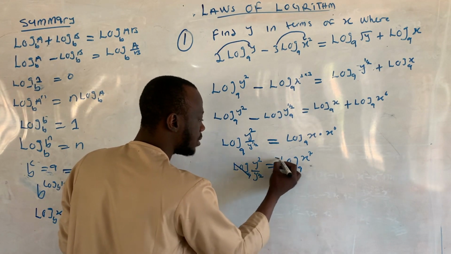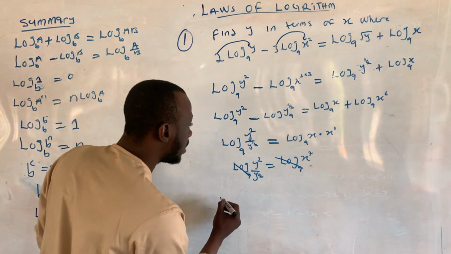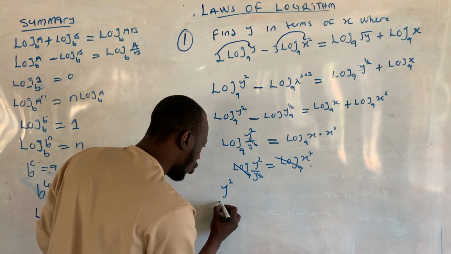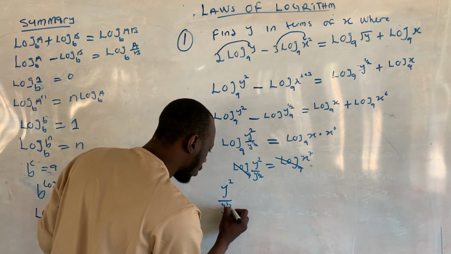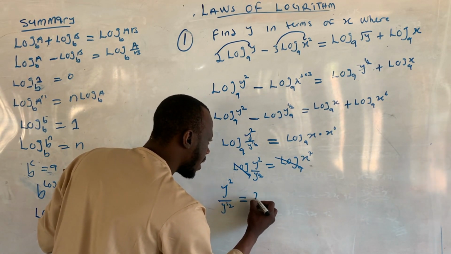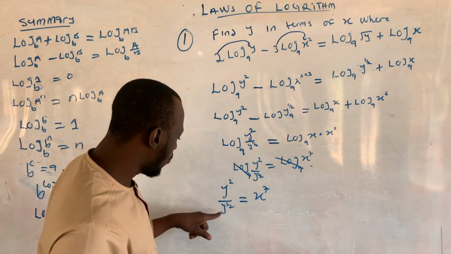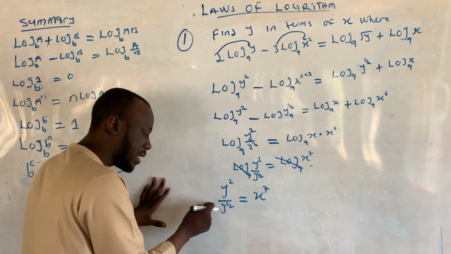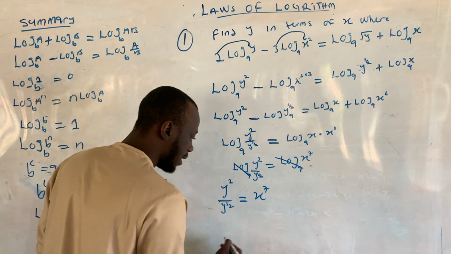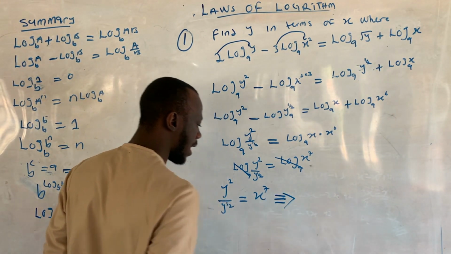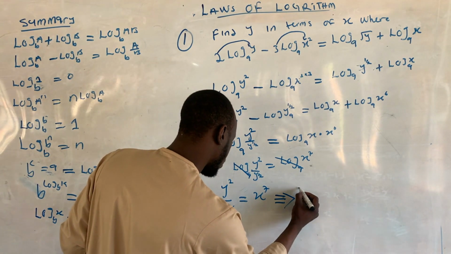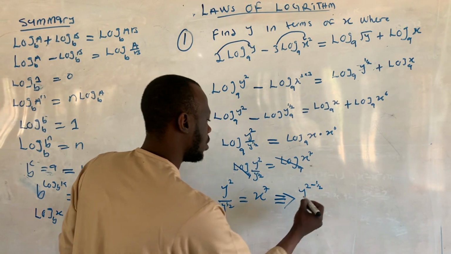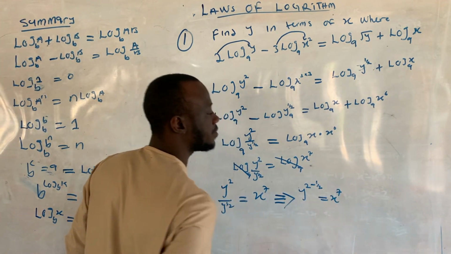Here, this can cancel out now. So now we have something like this: y to the power of 2 all over y to the power of 1 over 2 equals x to the power of 7. So now from here we can use the law of indices to solve this question. Since here is a division sign, we can say y to the power of 2 minus 1 over 2 is equal to x to the power of 7.